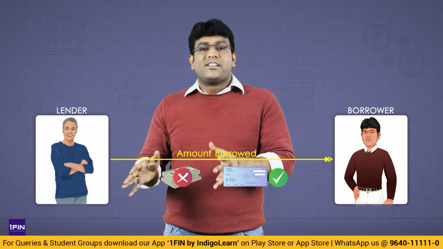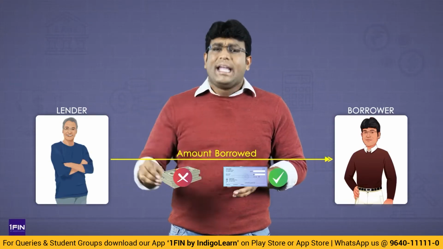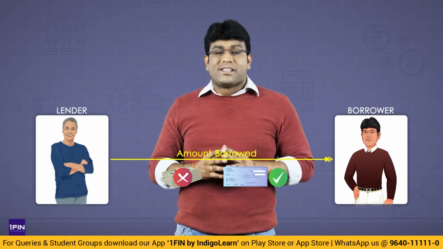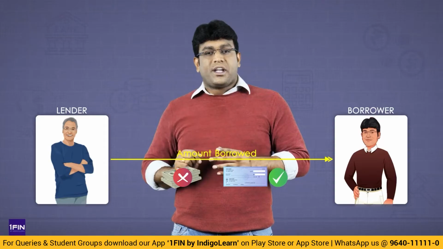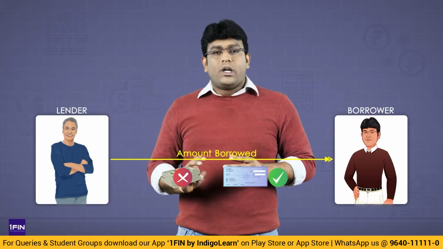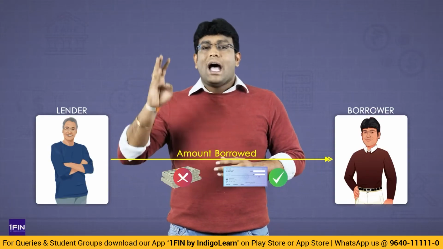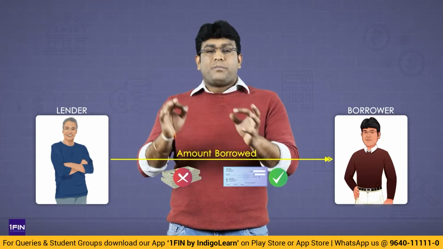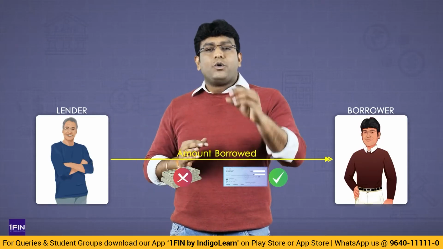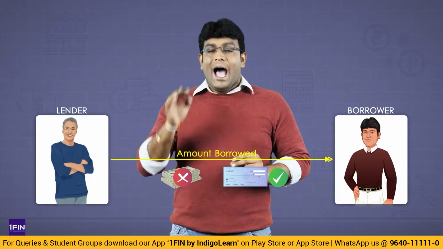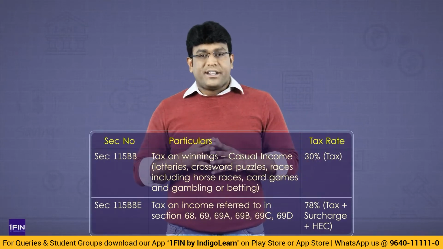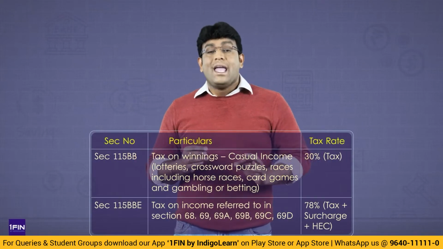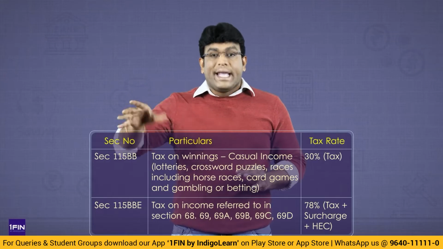So in all these cases given under 115 BBE, the tax rate is 78%. And the cases are, what, my dear friends? Unexplained cash credit, unexplained money, bullion, gold, unexplained expenditure, unexplained investments, investment not fully recorded, amount borrowed or repaid on hundi otherwise than through account payee cheque. We are done with discussion about two interesting tax rates, that is section 115 BB and section 115 BBE.